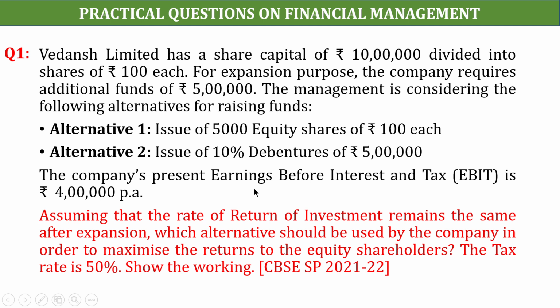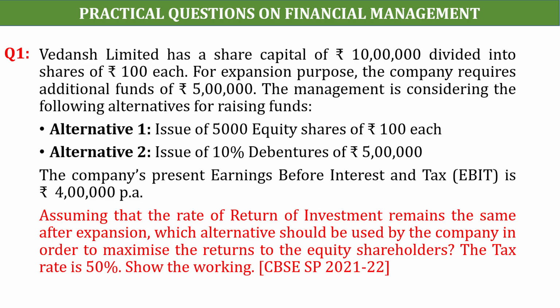So we have the earning before interest and tax. We have to convert it into after interest and tax. So this earning is before the expansion. We need to find out the earning after expansion. So how can we find that out? We have one parameter to find it out, that the rate of return remains the same.